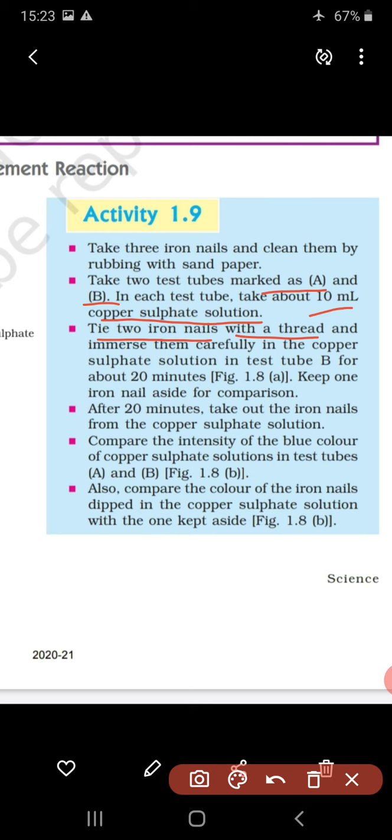Now, tie 2 iron nails with thread and immerse them carefully in copper sulfate, in test tube B, for 20 minutes. And one iron nail is kept aside for comparison. Now, after 20 minutes, take out the iron nails from the copper sulfate solution. Then we have to compare the intensity of the blue color. Also, we have to compare the color of the iron nail.